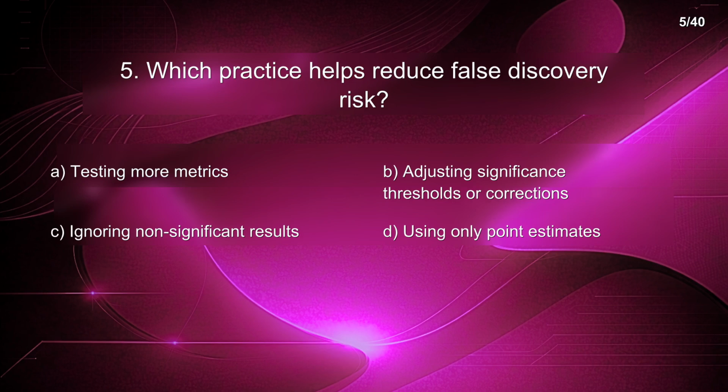Fifth question. Which practice helps reduce false discovery risk? A. Testing more metrics. B. Adjusting significance thresholds or corrections. C. Ignoring non-significant results. D. Using only point estimates.